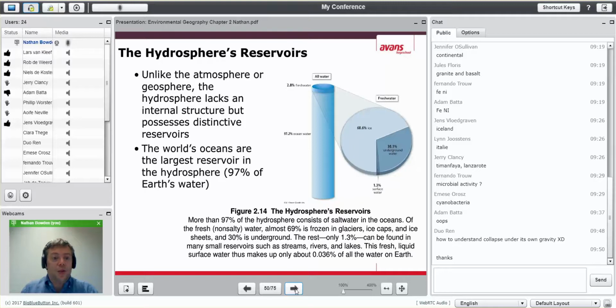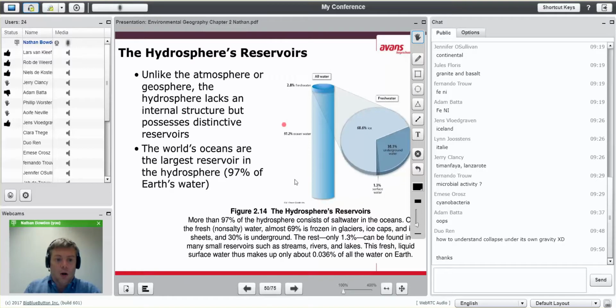Unlike the atmosphere and geosphere, the hydrosphere lacks any internal structure, but it possesses distinct reservoirs. Of all water on our planet, the world's oceans are 97.2%. Only 2.8% is fresh water, so not salt water. And of this fresh water, 68.6% is ice, 30.1% is underground, and only 1.3% is surface water.